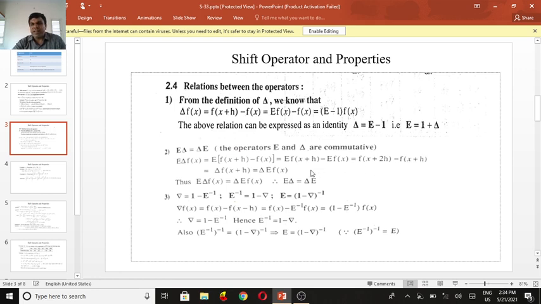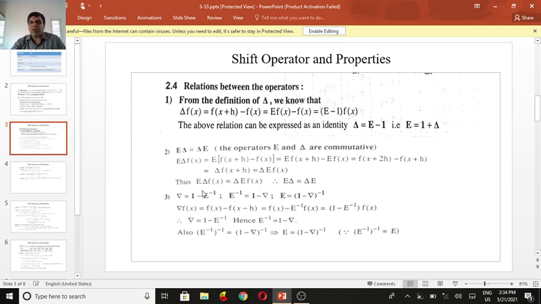So certainly I take delta, we write this as delta f of x. Delta f of x plus h is equal to delta E f of x. Thus E delta f of x is equal to delta E f of x. So f of x gets cancelled, so E delta is equal to delta E. It's commutative. Simply, the relation is commutative.